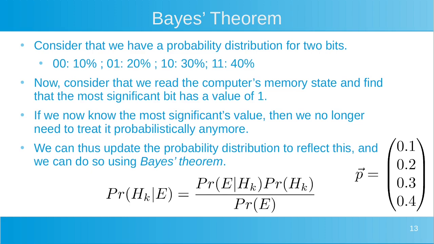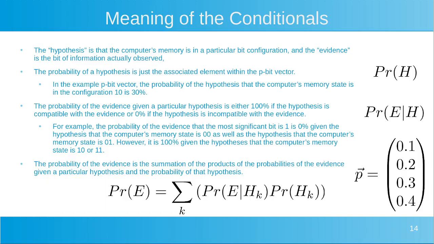So you can see Bayes' theorem below. It says the probability of a hypothesis given some evidence equals the probability of that evidence given the hypothesis times the probability of the hypothesis. And you do all of that divided by the probability of the evidence. So what do these conditionals mean in Bayes' theorem? So the hypothesis is that the computer's memory is in a particular bit configuration, and the evidence is the bit of information that we actually observe.